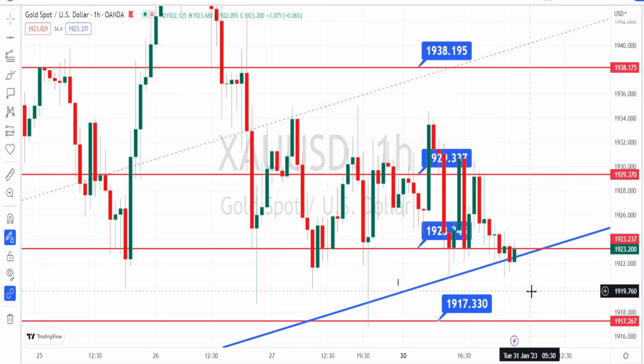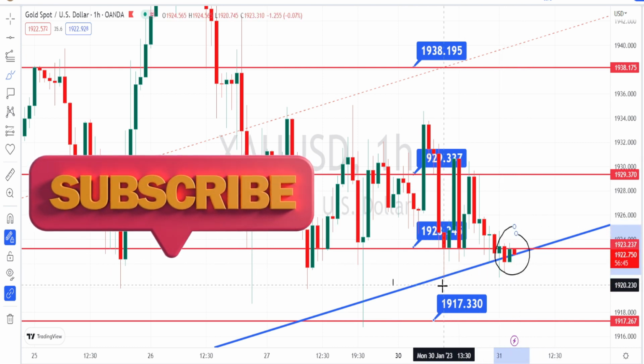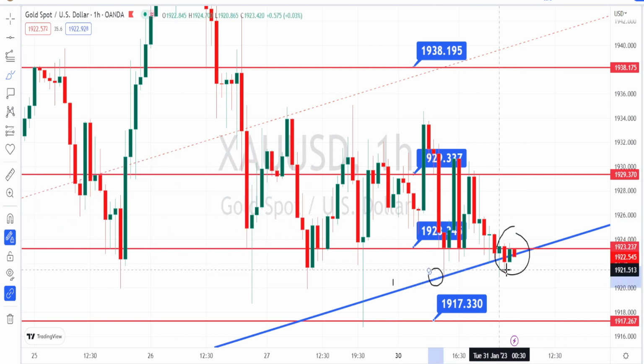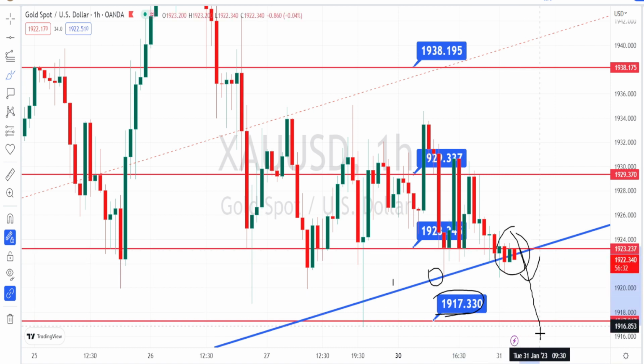Let us look at the price action in hourly time frame. I am in hourly time frame, and currently we are noticing the price action test the daily time frame trend line or support line. Once the price action breaks this support line and also the weekly time frame support level of 1917, it will be the confirmation on the bearish side trend continuation in hourly time frame also.